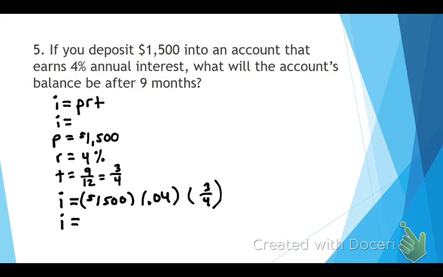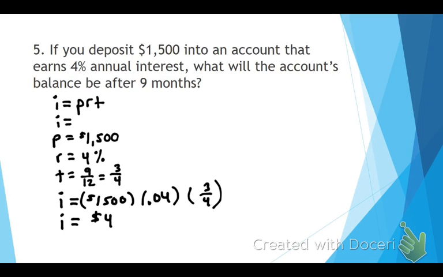Put that into your calculator for me to find what the interest would be. Now remember, when you're plugging it into your calculator, you can do 1,500 times 0.04 times, and then you can hit that fraction button right there and stick it right into your calculator as 3/4. When you do that, what do you get? $45. $45 is the interest.